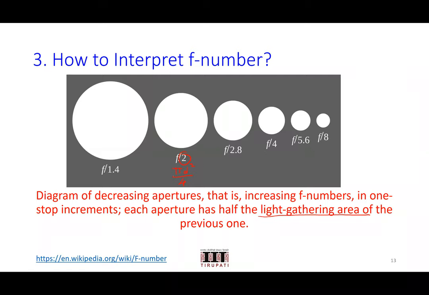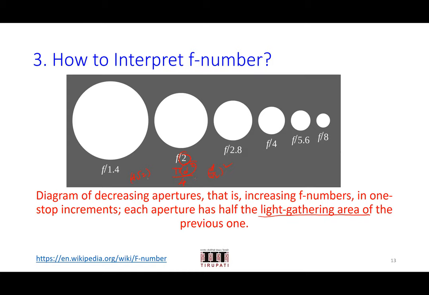So if that has to become half of it, what should be the case? Because there is a d square here, d by root 2 whole square would make it half there, right? So if you want to change the area by a factor of 2, essentially you need to multiply the diameter by root 2, correct?